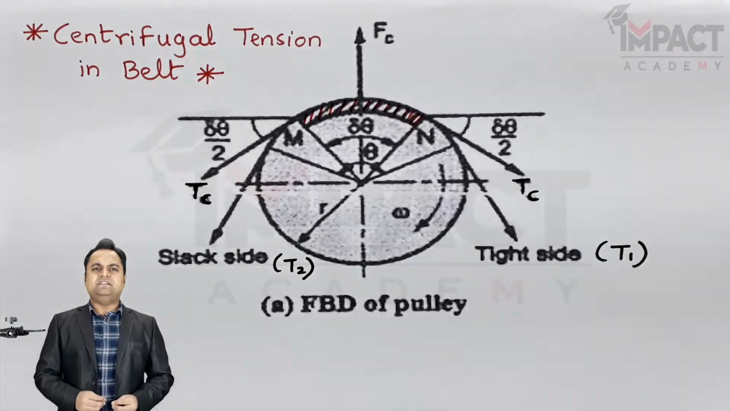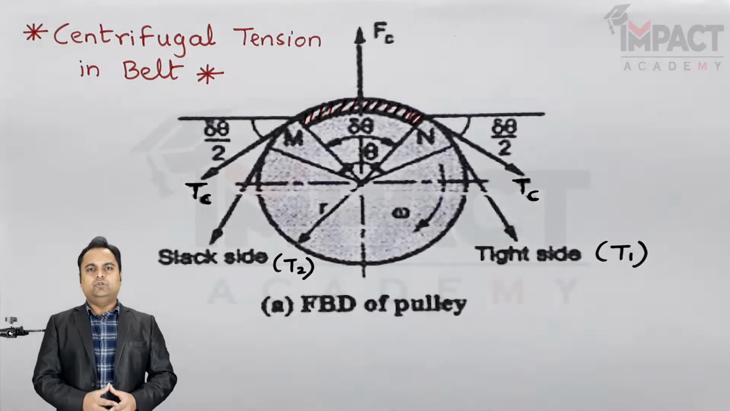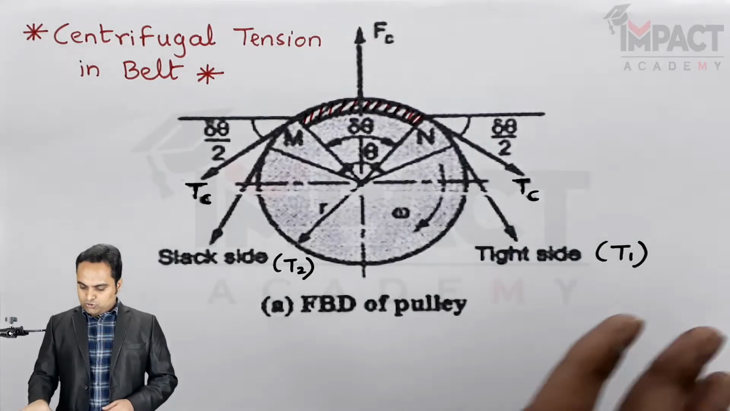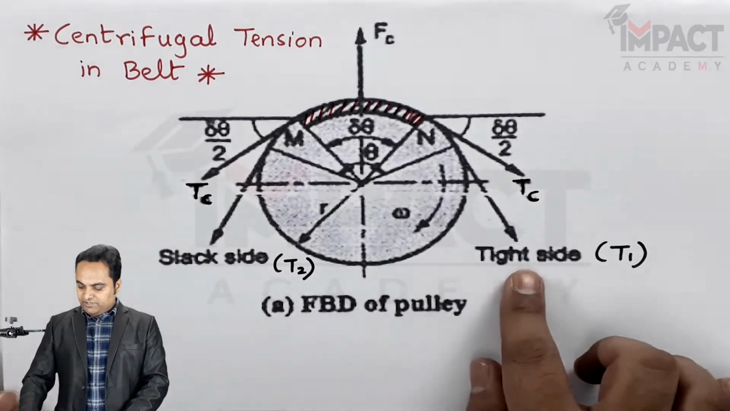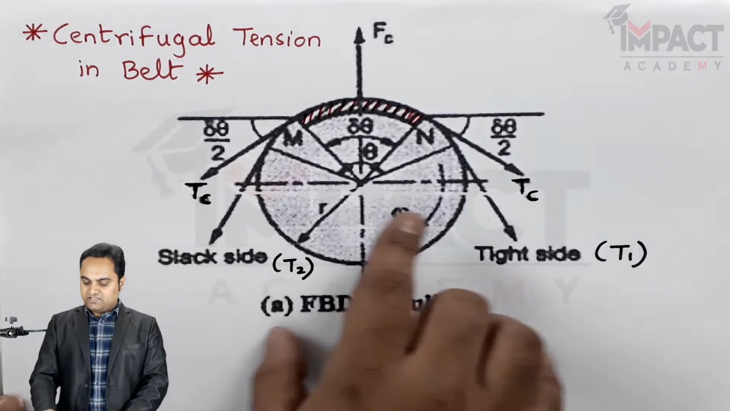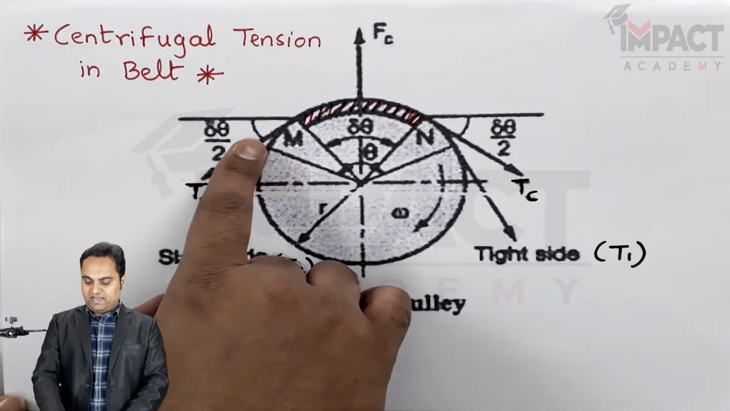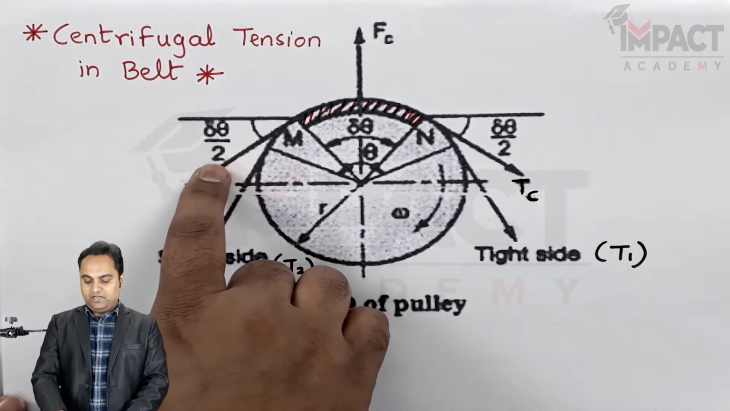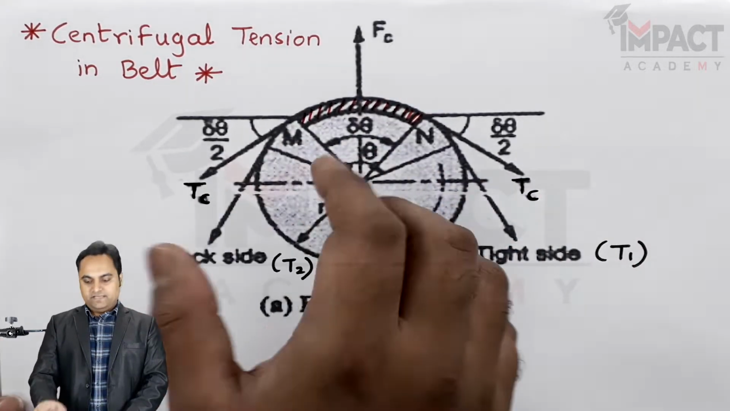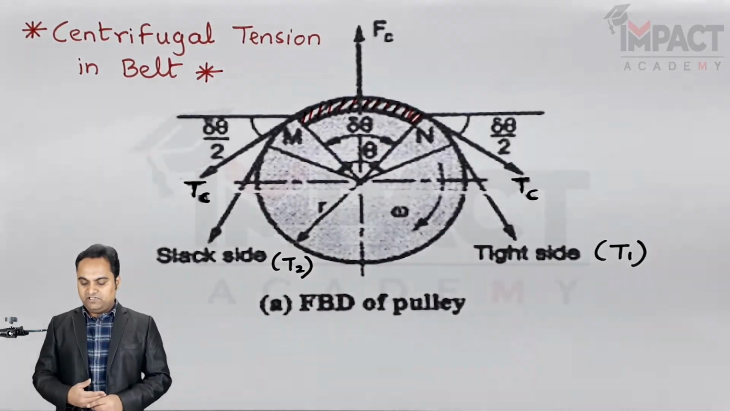You can also say that centrifugal tension is an additional tension which is added onto the belt apart from tension in tight side and tension in slack side. So here when we see the diagram, T1 indicates tension in tight side, T2 is the tension in slack side, and Tc is the centrifugal tension. This centrifugal tension is acting at an angle of delta theta by 2 to the horizontal, and as explained, mn is the portion of the belt which I have taken subtending an angle of delta theta.